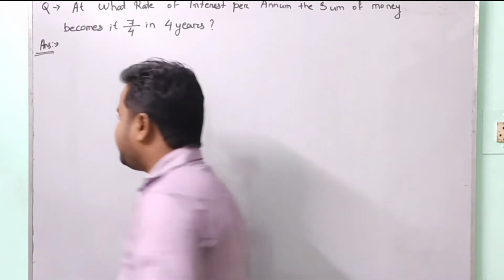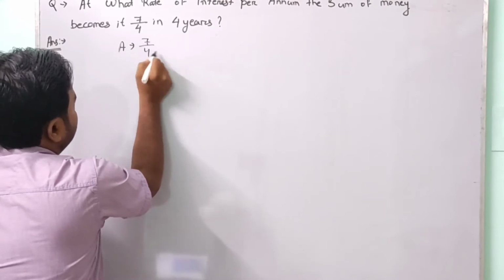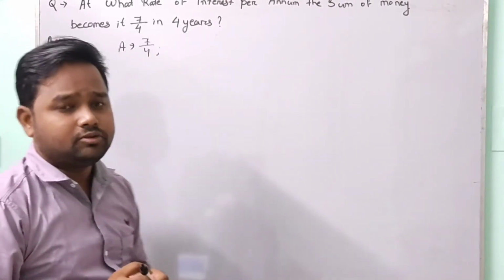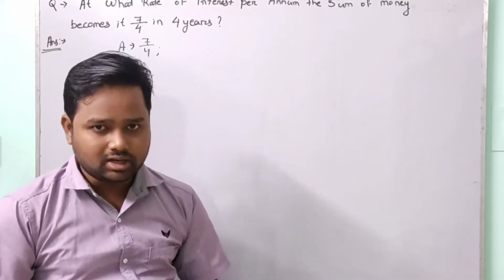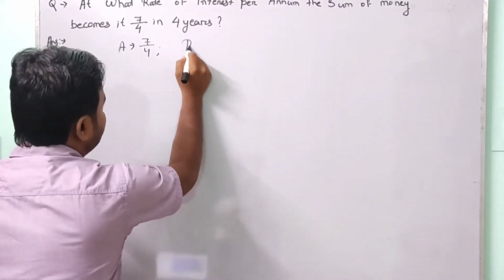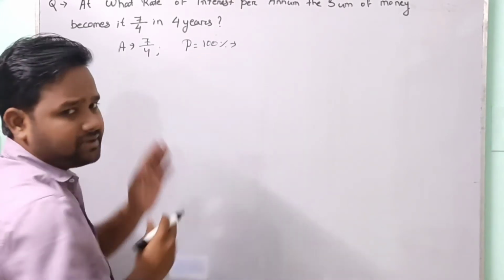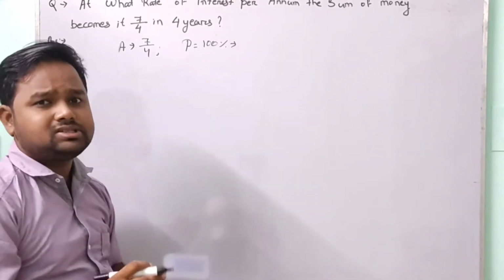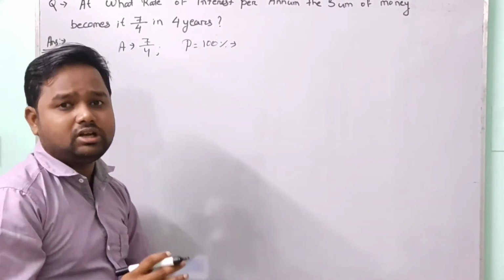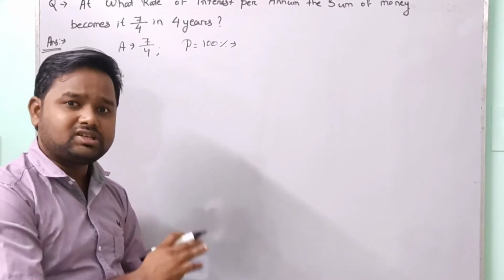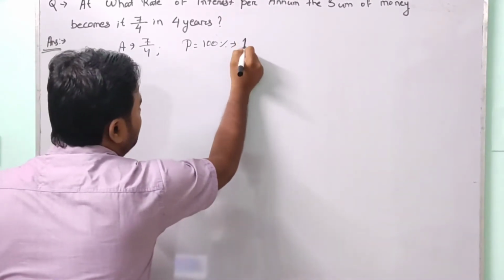That means total amount A is equal to 7 by 4. In the last class I have told you the principal amount, always the principal amount we have to take 100%. So the principal amount is 100%. In just previous I have told you 100% means it is 1. So percentage to fraction or percentage to decimal conversion, 100% means it is 1.0 or it is 1.